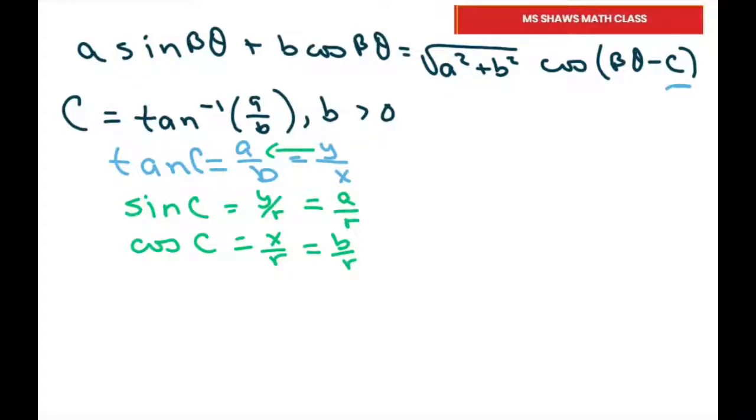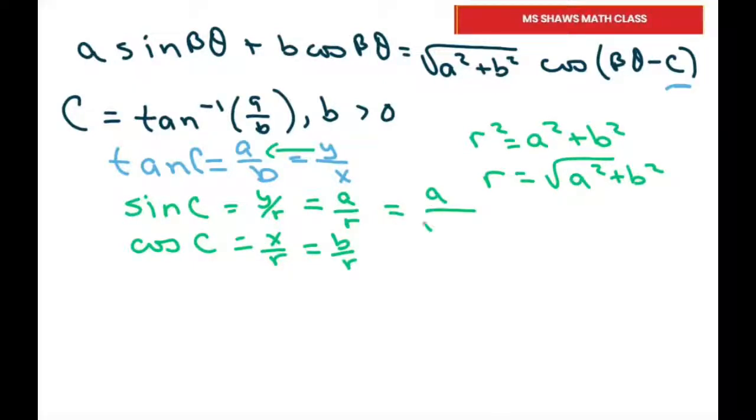So, therefore, we need to find r. And r is really just going to be your r squared equals a squared plus b squared. So r equals the square root of a squared plus b squared. So sine is going to be equal to a divided by the square root of a squared plus b squared. And cosine is going to be b divided by the square root of a squared plus b squared.